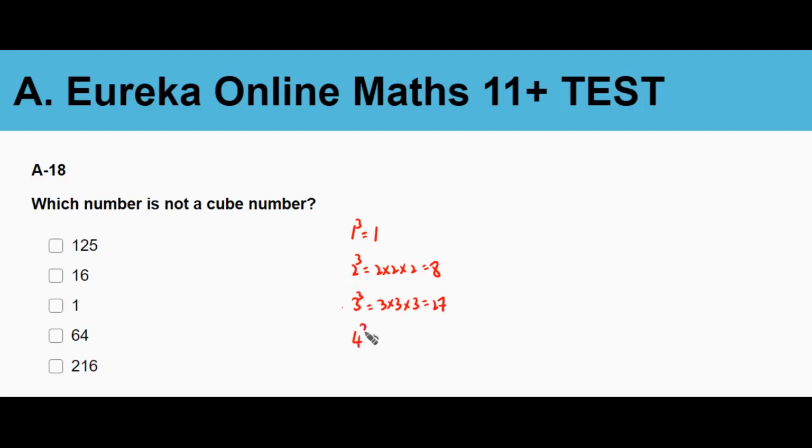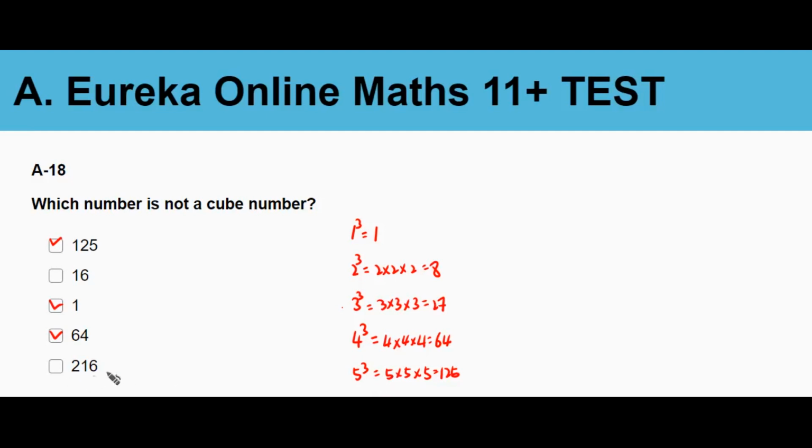Then continuing, 4 cubed is 4 times 4 times 4, which is 16 times 4, making 64. What about 5 cubed? 5 times 5 times 5, which is 125. Now 1 is definitely a cube number. 64 is the cube of 4. 125 is the cube of 5.